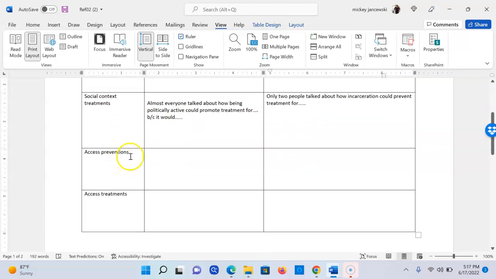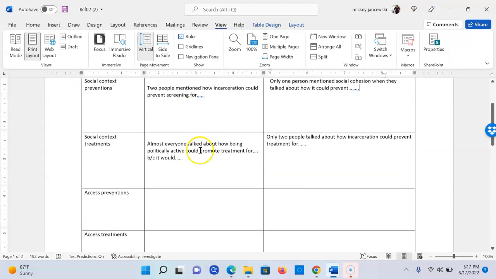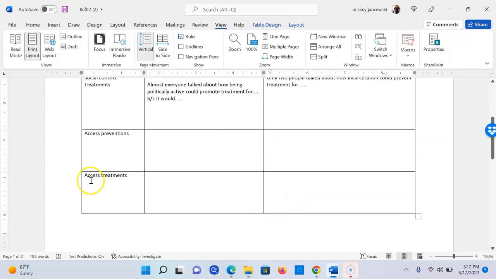You're going to do the same thing with access to quality health care. I'm not going to list examples here because I've done it above, but what was discussed in your discussion board that relates to access to quality health care services that was similar and what was different, and then access to treatments in the discussion board based on what access to quality health care means, what was similar, what was different.